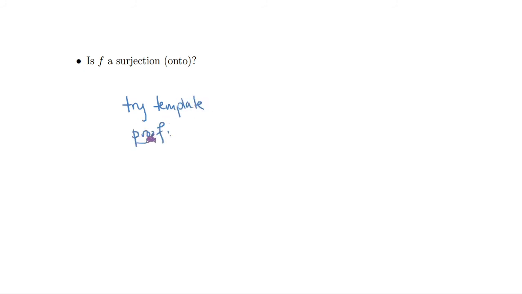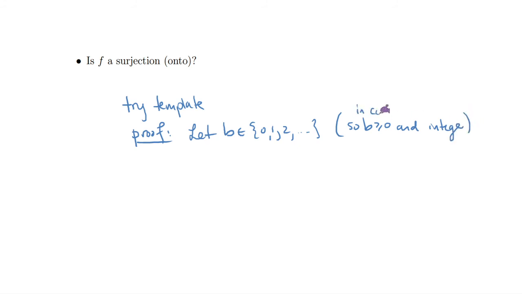So prove: let B be an element of this set. So B is greater than or equal to 0 and an integer. Right? This is the codomain. Now think about this. So consider A equals what? You don't want to overcomplicate this, but effectively, looking at the template, I want you to be able to fill in this blank, and I want to be able to get B. So I want to find something that maps to B under this function.